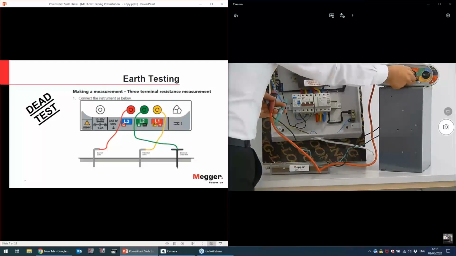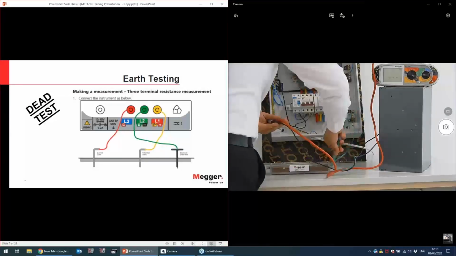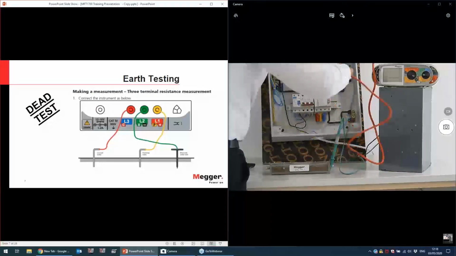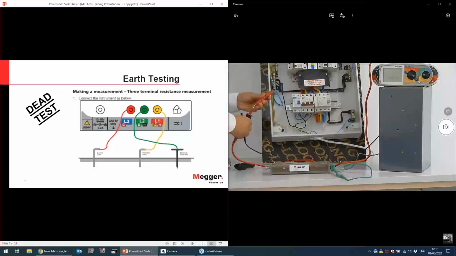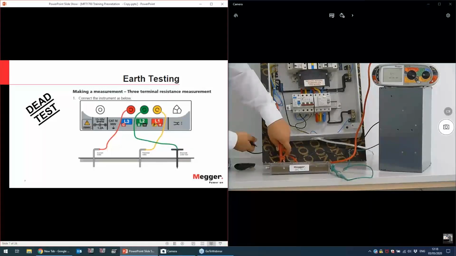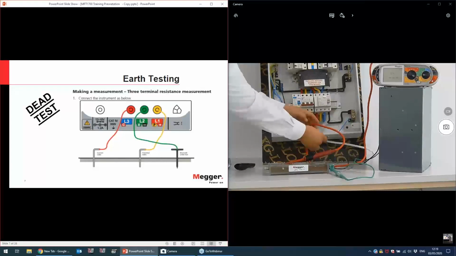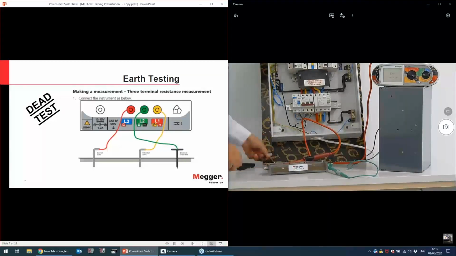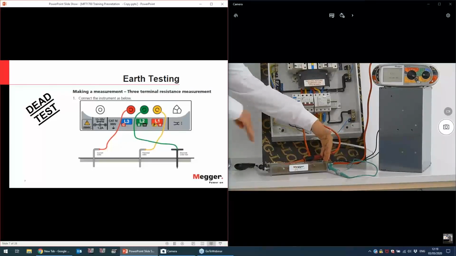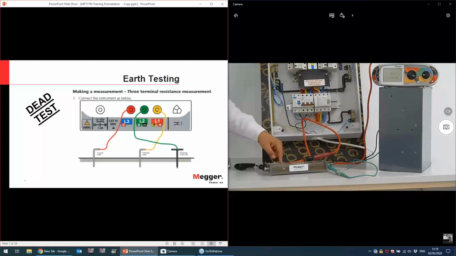Go to my earth measurement. This is my electrode connection here. Then I have the probe here. Just make sure this is connected properly. And the last thing here I have is the earth electrode. Now, this is considered my earth rod. I have here my current probe. And in the middle here, at least at 60%, I have my earth rod. So now I will start the test.